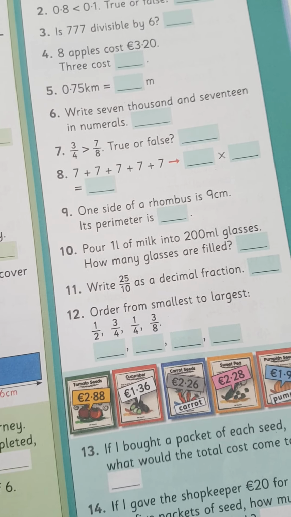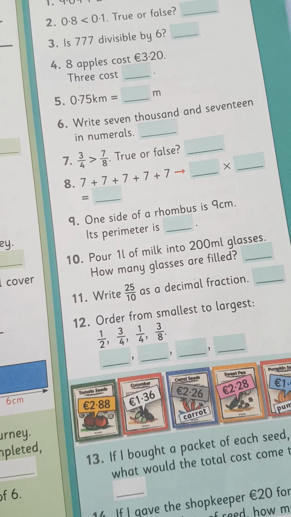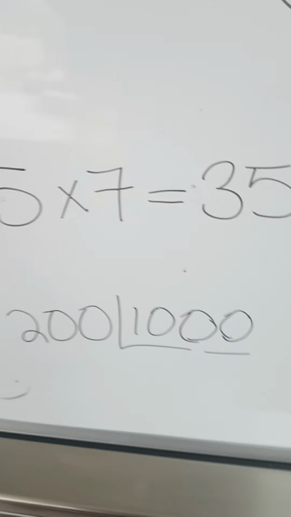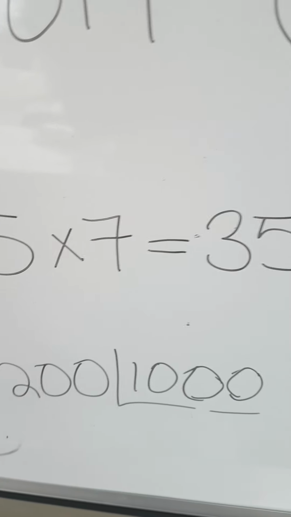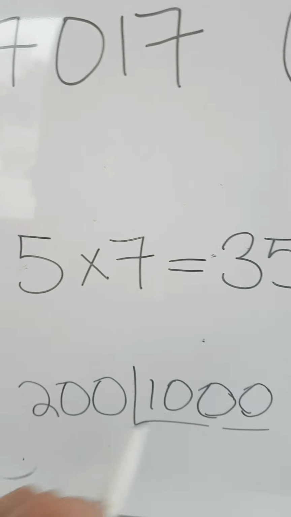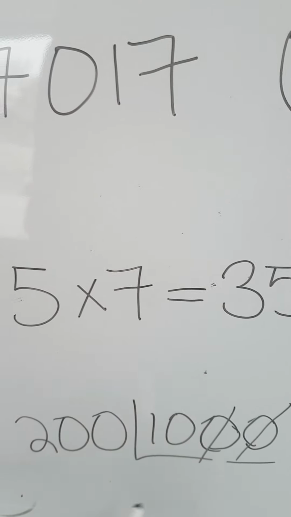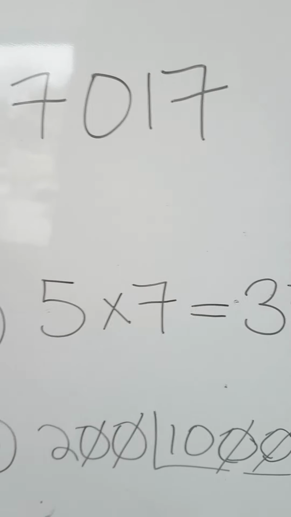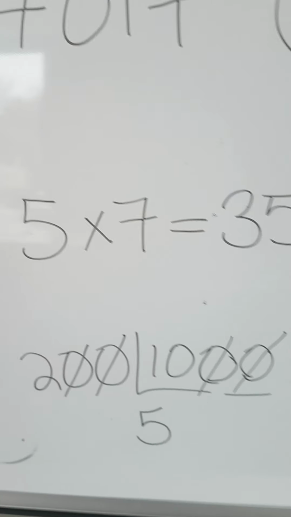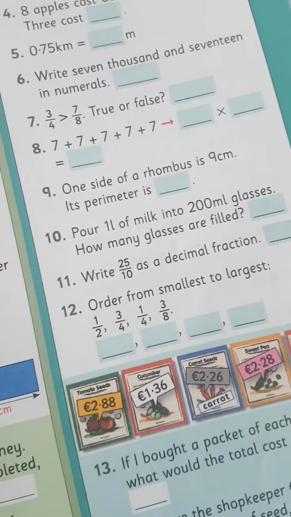Question 10. Pour 1 liter of milk into 200 milliliter glasses. How many glasses are filled? So really that's like saying 200 into 1000 because there's 1000 milliliters in a liter. So that's actually the same as saying 2 into 10, which is 5. Okay, so 5 glasses altogether.